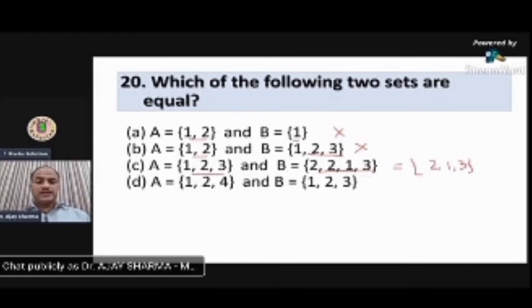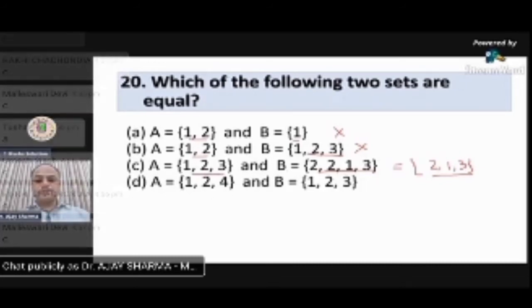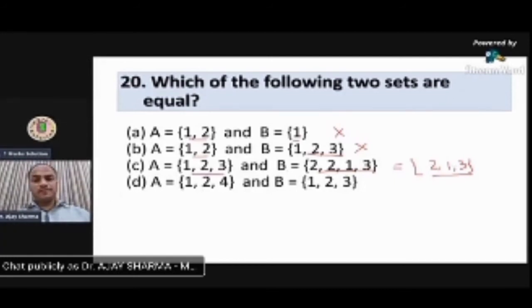So it has 1, 2 and 3, three elements. It also has the same elements. Remember guys, the order of elements can be different. Here the order was 1, 2, 3 in chronological order, and here it was in random order. So this can happen in sets.